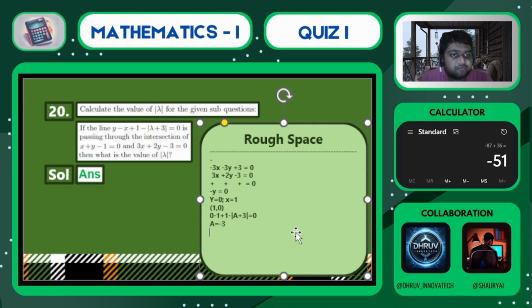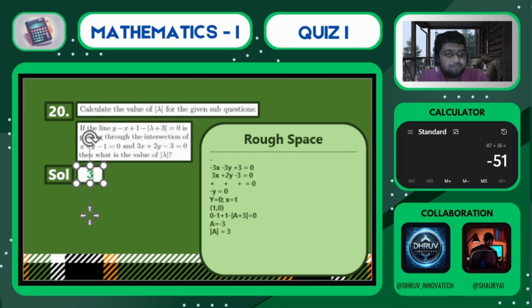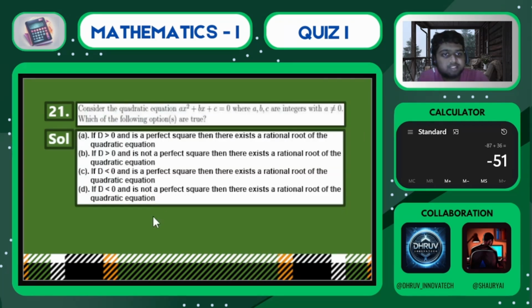Also keep in mind that the final answer is asked for the mod of lambda value. So therefore we will remove the minus sign. Then your only solution will be 3. If mod lambda had not been asked in the question, then your answer would have been minus 3. So look for the small key points.